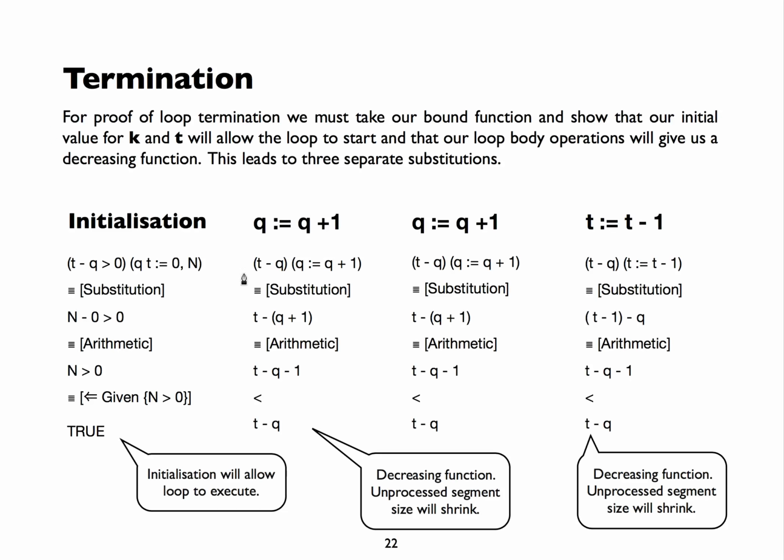So the final part of this is to look at the termination proof. The termination proof requires us to have a look at a number of things. The first part is to have a look at initialization. So with our bound function, and remember the bound function that we have is t minus q. So this is our bound function.